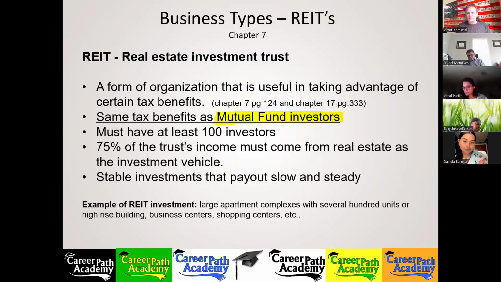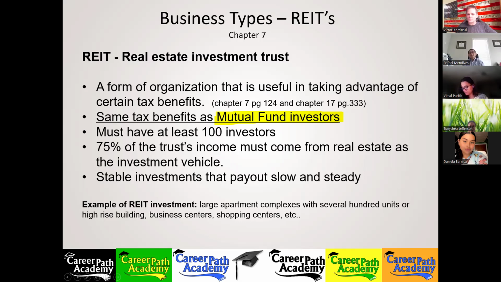A REIT would buy an apartment complex. Apartment complexes are generally profitable, right? You got all the tenants paying their rent, right? Maybe you have a couple that don't, but that's part of business, right? You got to get them out eventually, replace them with tenants that do. But overall, the apartment complex is profitable because most of the tenants do pay their rents, right? So it's a pretty safe investment for a retirement plan, right? So that's what a real estate investment trust is, a REIT.